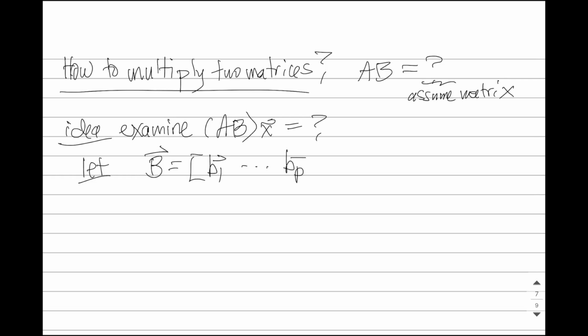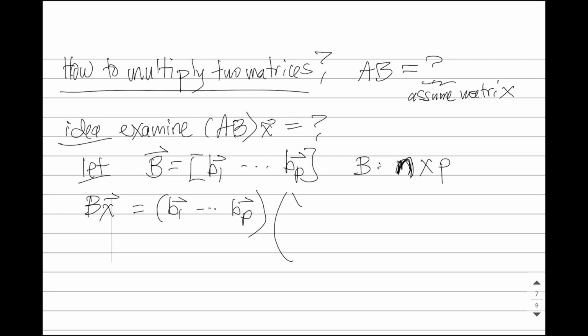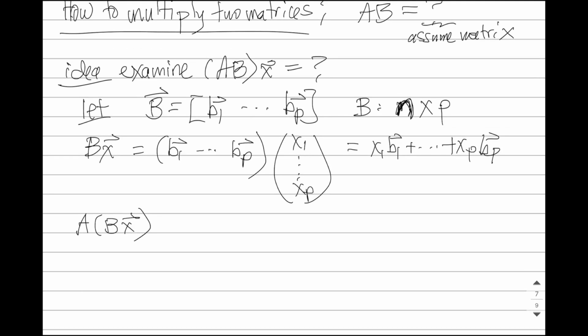So let's say that B is n by p. And then I'm going to talk about what happens if I go B times x. In order for me to be able to do that, I need to have the number of entries in x match the number of columns. By the definition from earlier, that's going to give me x1 b1, all the way down to xp bp. Now I'm going to take a matrix A and multiply it by Bx. By linearity, this is going to give me x1 b1, through xp bp.